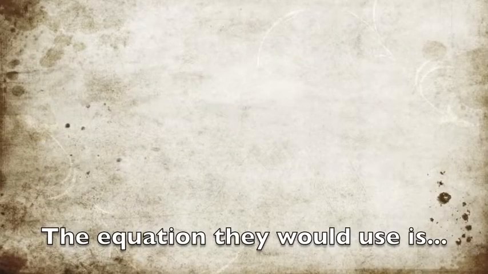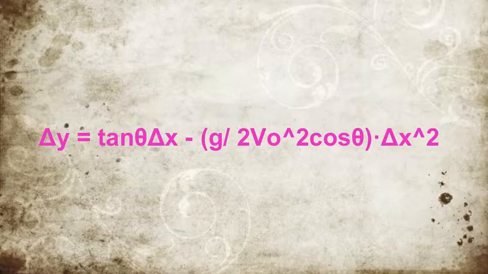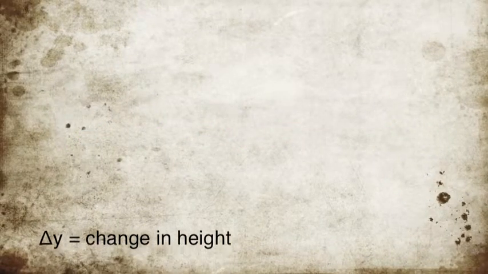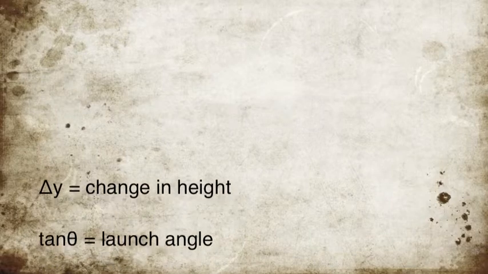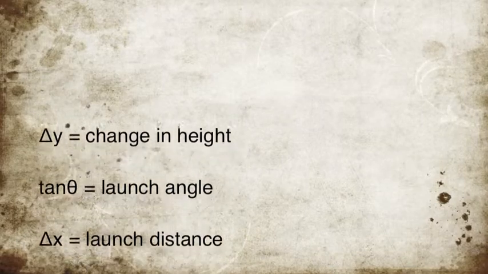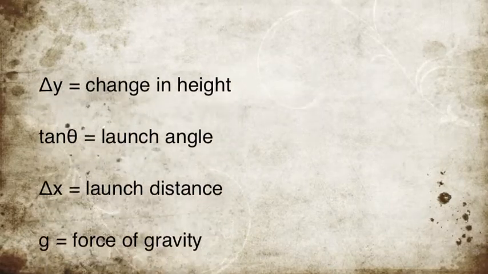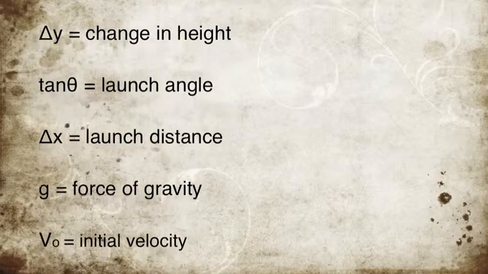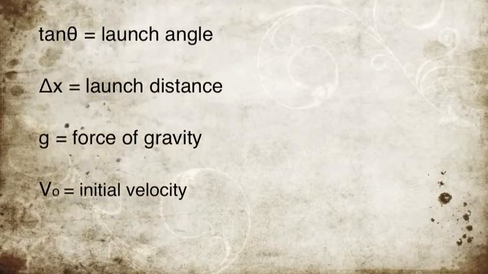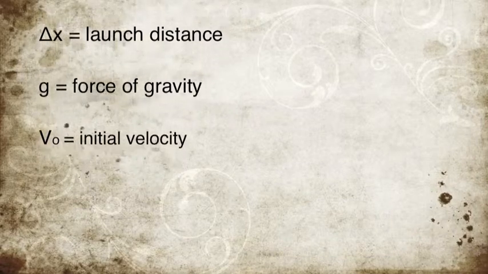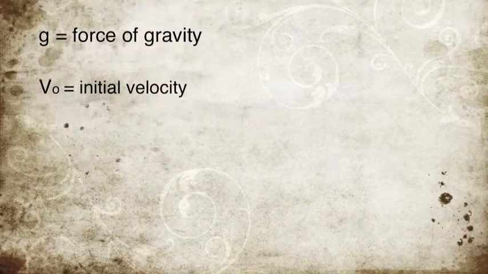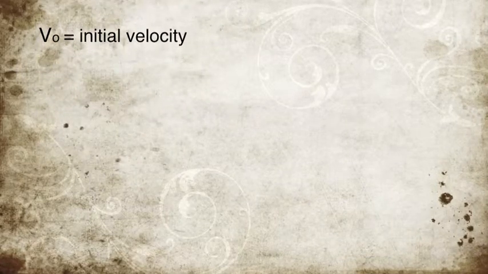The equation they would use is delta y, the change in height, equals tan of theta, the launch angle, times delta x, the launch distance, minus g, the force of gravity, divided by 2 v initial squared, the initial velocity, times cosine squared of theta, times delta x squared.